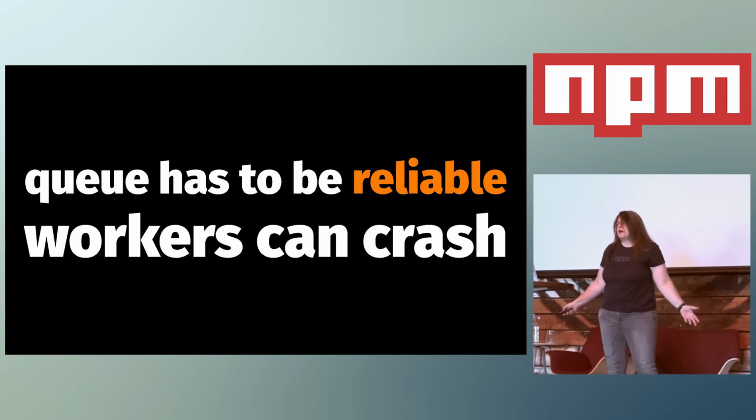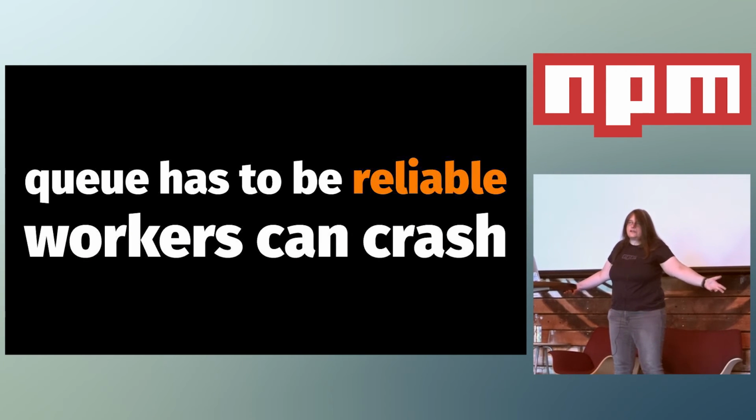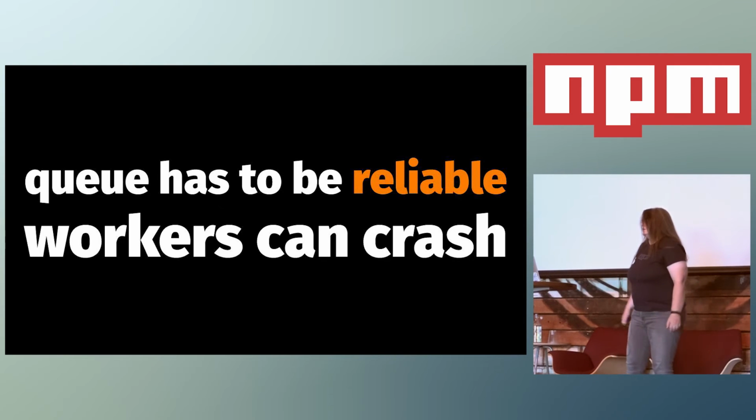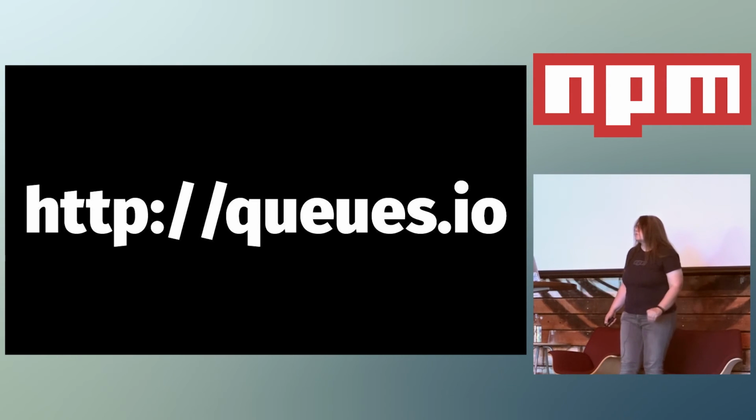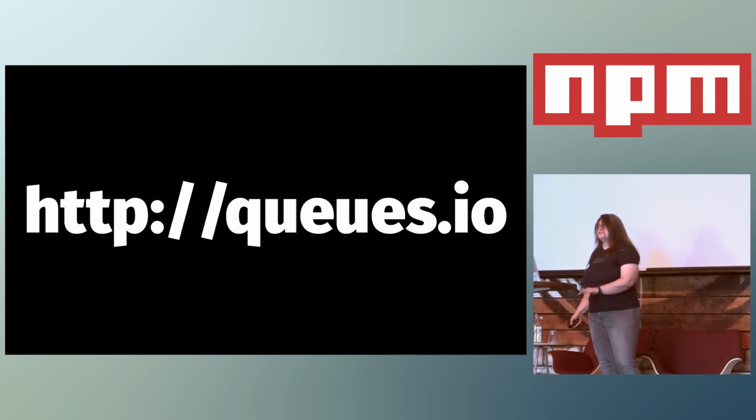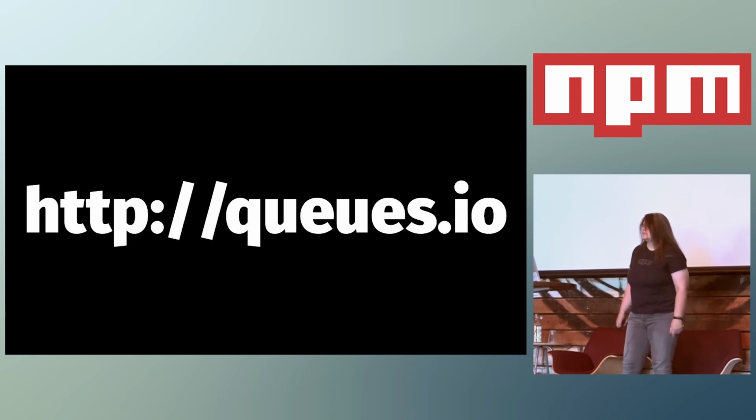The queue has to be reliable. Workers can crash. It's OK. We have a message sitting in this robust queue. It's a database. We hope our databases are reliable. They aren't. Don't tell anyone. This is a really popular pattern. This is so popular. Go to queues.io and look at all the queues. I imagine that this isn't all of them.